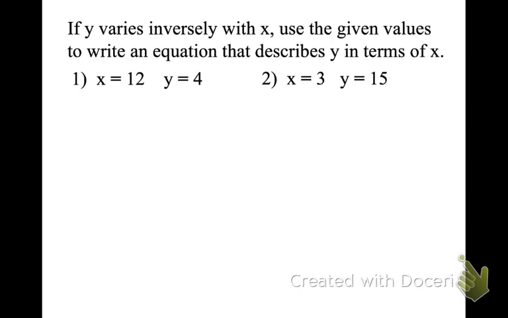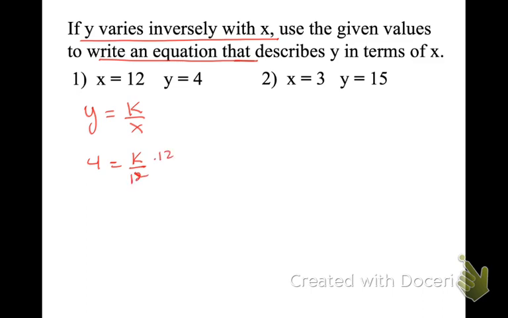The next part says, now, you're always going to build these the same. It says write the equation. Write an equation. But here it's saying y varies inversely with x. So y equals k over x. When you see y varies inversely, you're doing y equals, you're substituting in 4 equals k over 12. I have to multiply both sides by 12. And we end up with 48 is equal to the k. So then to write the inverse variation, I'm writing it 48 over x. Pause the recording and try the next one on your own.